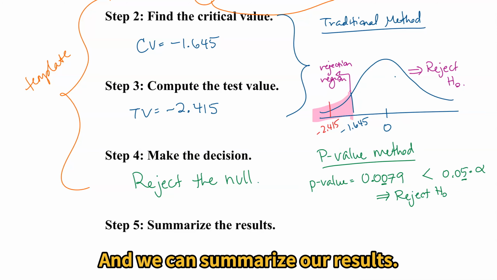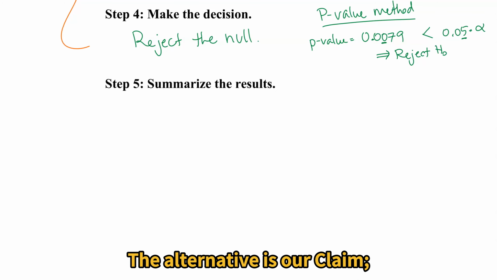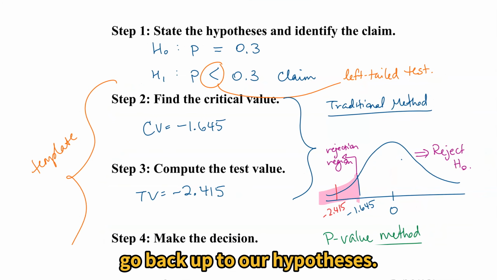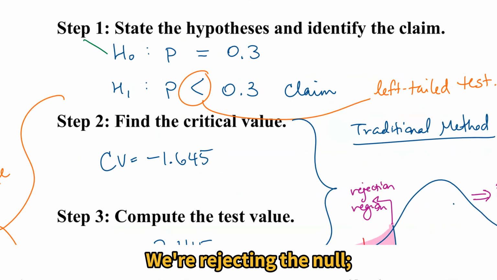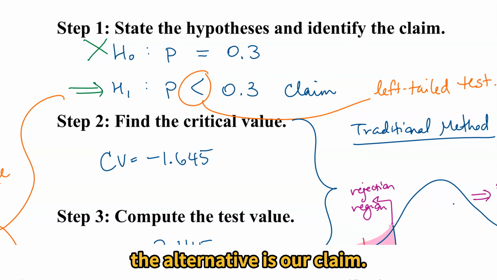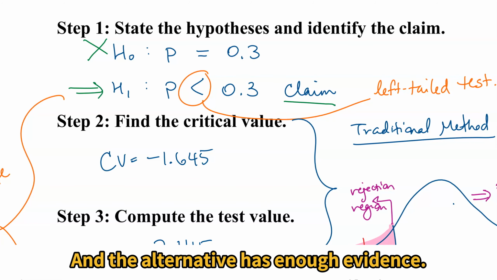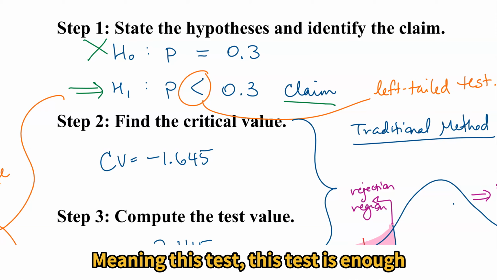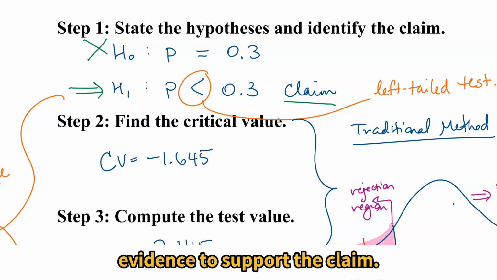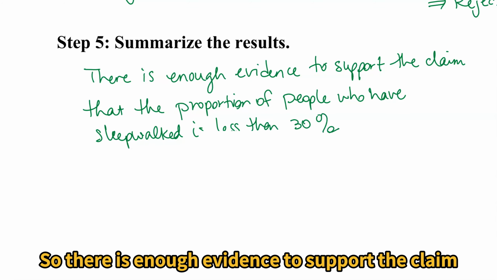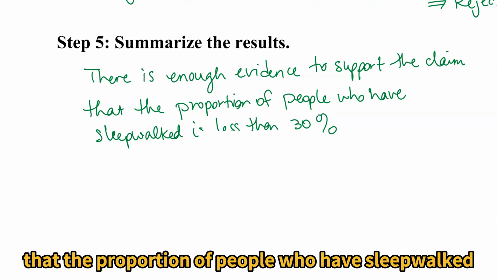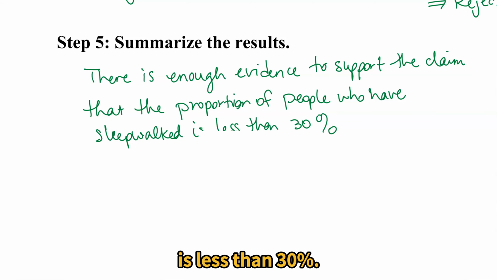And we can summarize our results. The alternative is our claim. Come back up to our hypotheses. We're rejecting the null. The alternative is our claim. And the alternative has enough evidence, meaning this test is enough evidence to support the claim. So there is enough evidence to support the claim that the proportion of people who have sleepwalked is less than 30%.